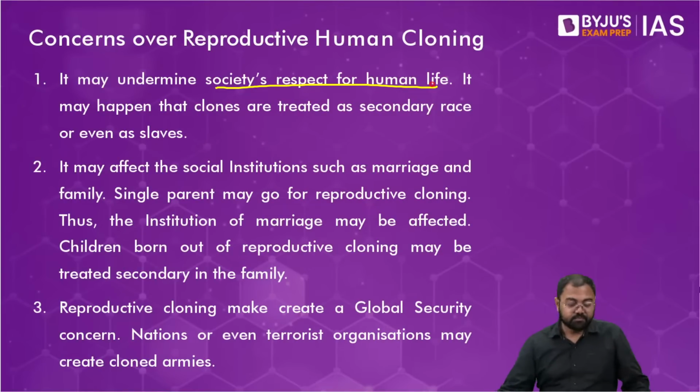Similarly, it can also have its effect on institutions like raising a family or even marriage, because then individuals would know that I don't need to get married to have a child. I know that I can use the method of cloning and get a child with the help of reproductive cloning. So why bother to even get married and do all that?